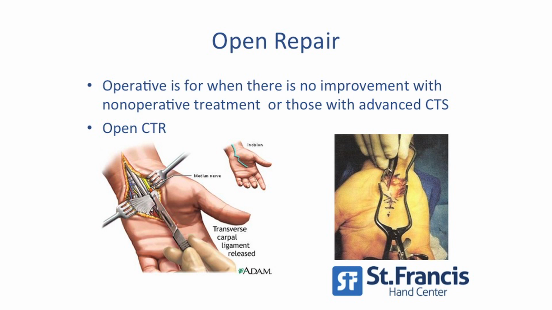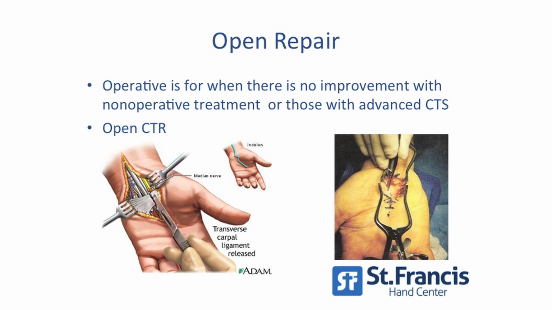Now, in terms of surgery, there are two primary ways to do the surgery. One is what's called open, which is the traditional way, where we make an incision through your palm down to the transverse carpal ligament and literally cut the carpal ligament in the middle, and the surgery's done. We suture you up. And it's a great procedure.